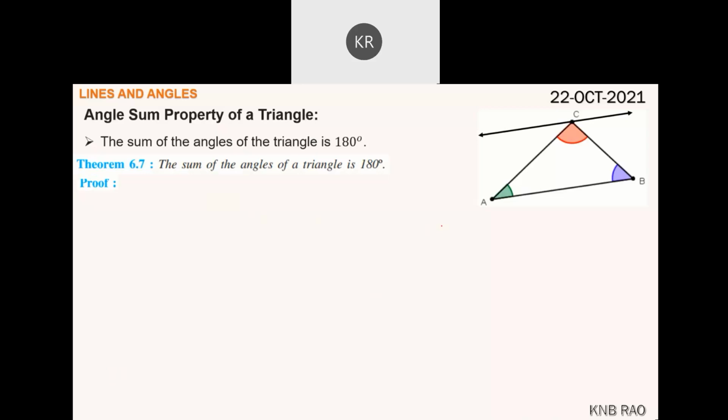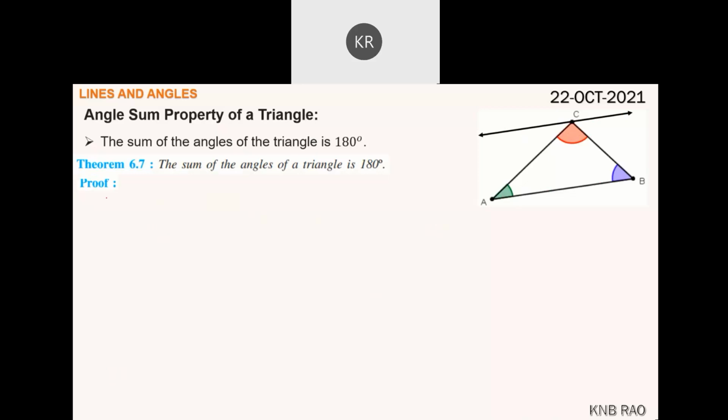Here I have taken side AB, to which I am drawing a parallel line passing through the opposite vertex of the side AB, which is vertex C. So I am drawing a line parallel to AB passing through the vertex C in this triangle ABC, to prove that the sum of the angles of triangle ABC is 180 degrees. Okay. Now, how will we do it?